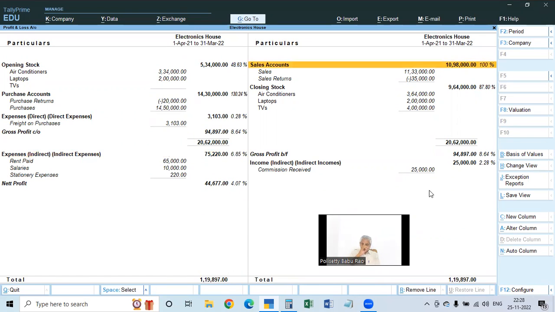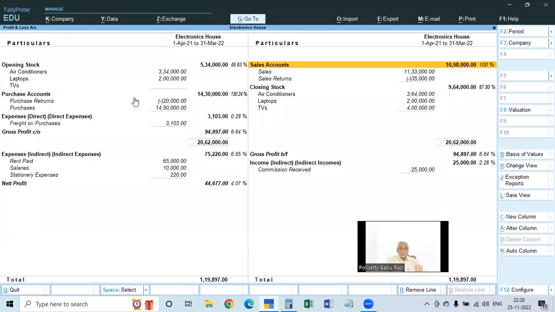Okay, like this we have to see the profit and loss account. And while preparing the profit and loss account, three points are very important. Here we are seeing this in the trading account, and the total is the profit and loss account.